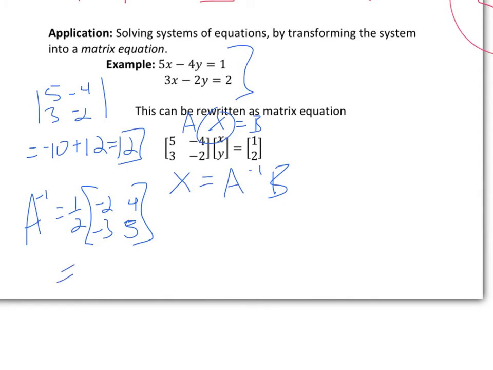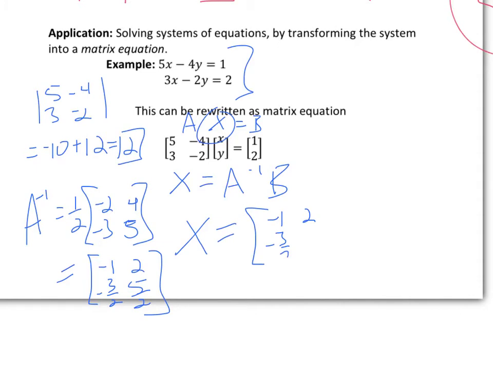Alright, so our inverse matrix here is -1, 2, -3/2, +5/2. So let's solve for our matrix X. To get our x's and our y's, we have to do this multiplication. So we've got the inverse of A, -1, 2, -3/2, +5/2, times 1, 2.